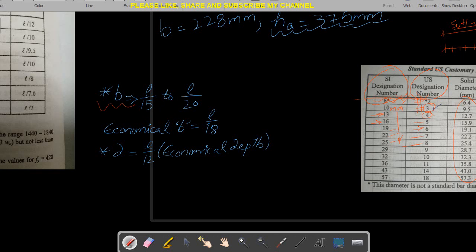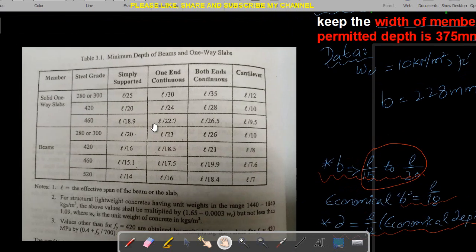How to fix the width of the beam. The width of the beam is taken L by 15 to L by 20, but the most economical width is L by 18. Similarly, the economical range of the depth of the beam is L by 12, right? This is important.